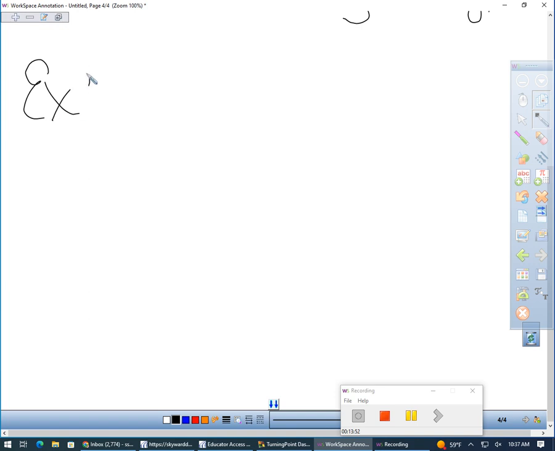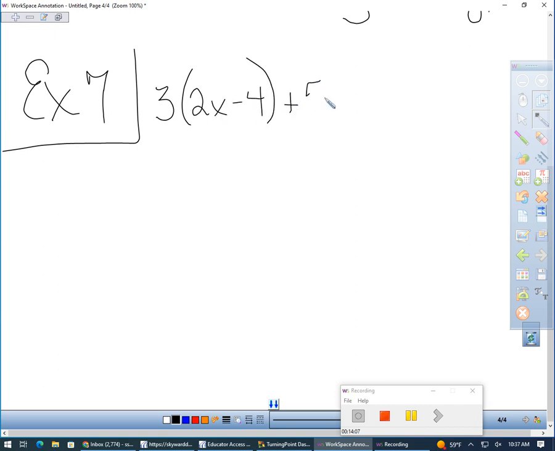All right. Example number 7. Say we have 3 times 2x minus 4 plus 5 times x plus 7. We have parentheses up there with a number in front. What is it we're going to have to do first to get rid of those parentheses? Distributive property. Good job, Keegan. Distributive property, which we practiced yesterday, and y'all told me it was super easy, right?